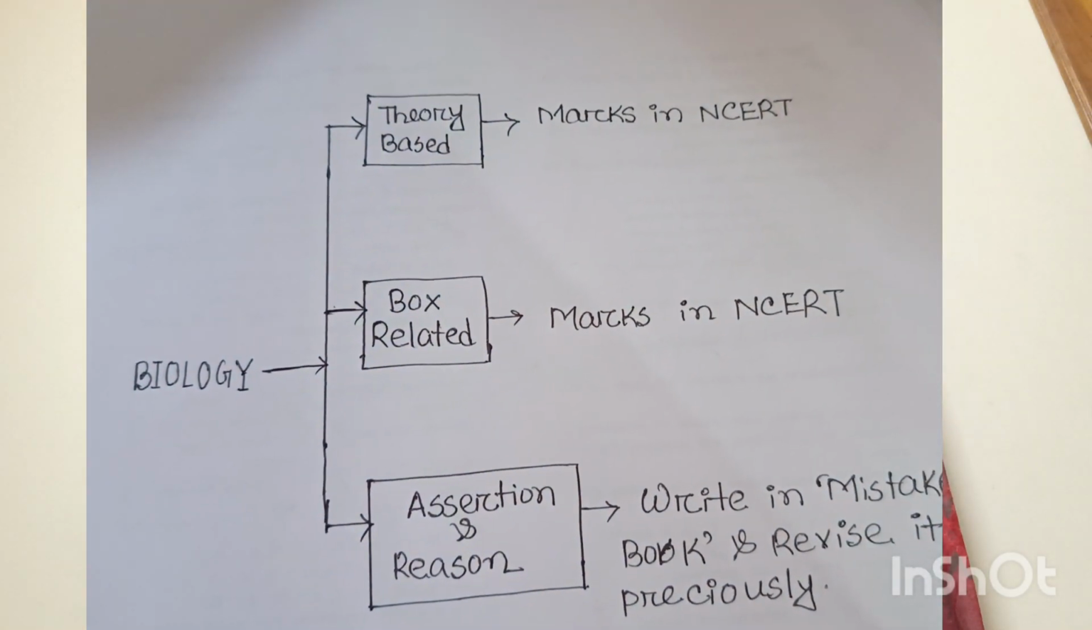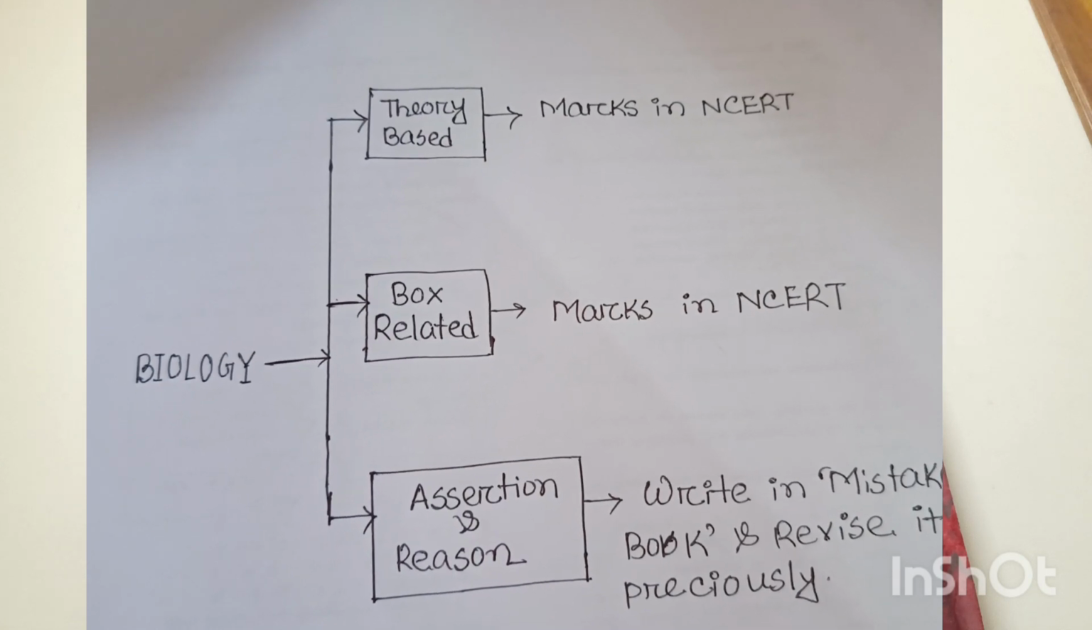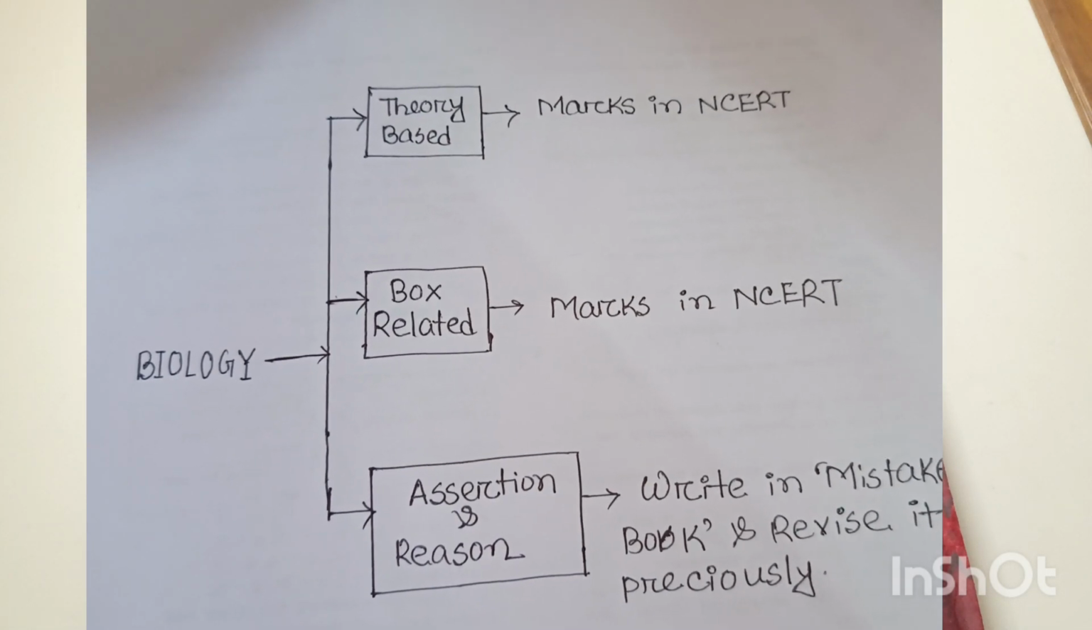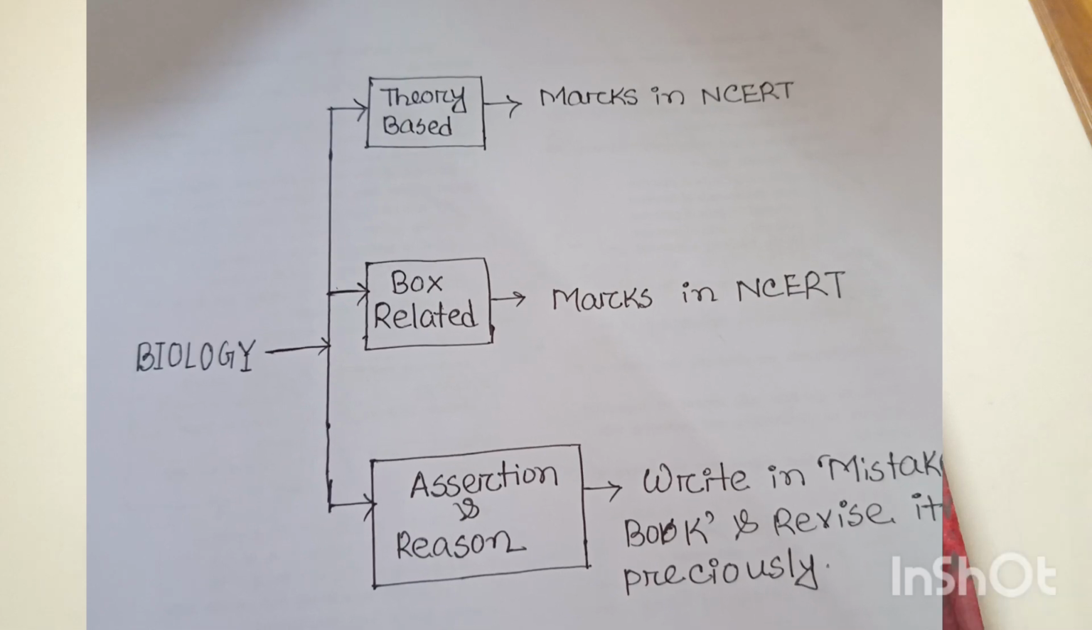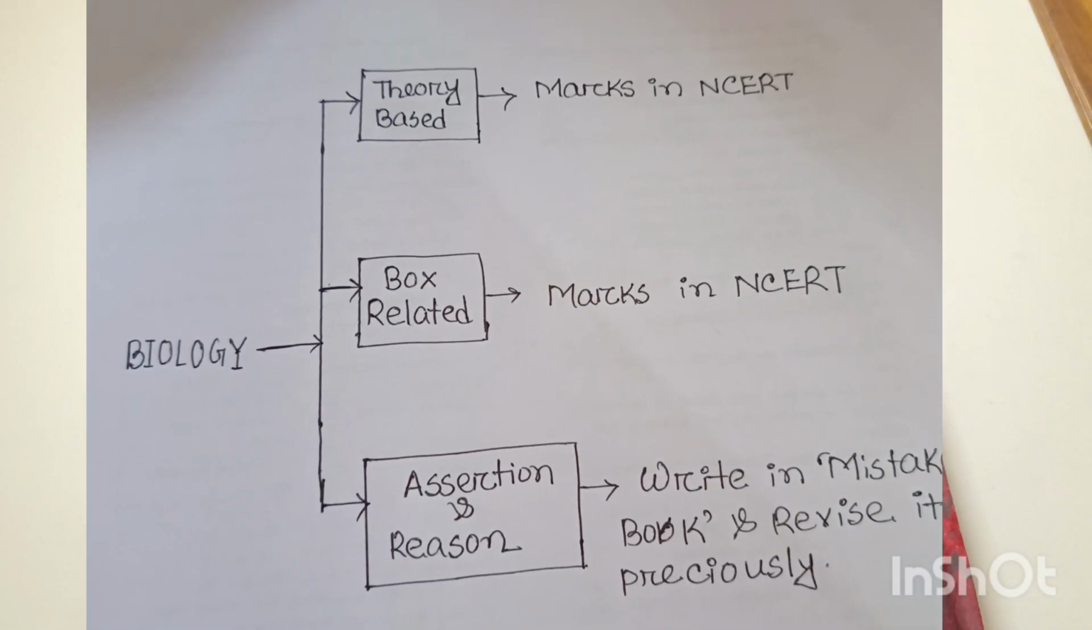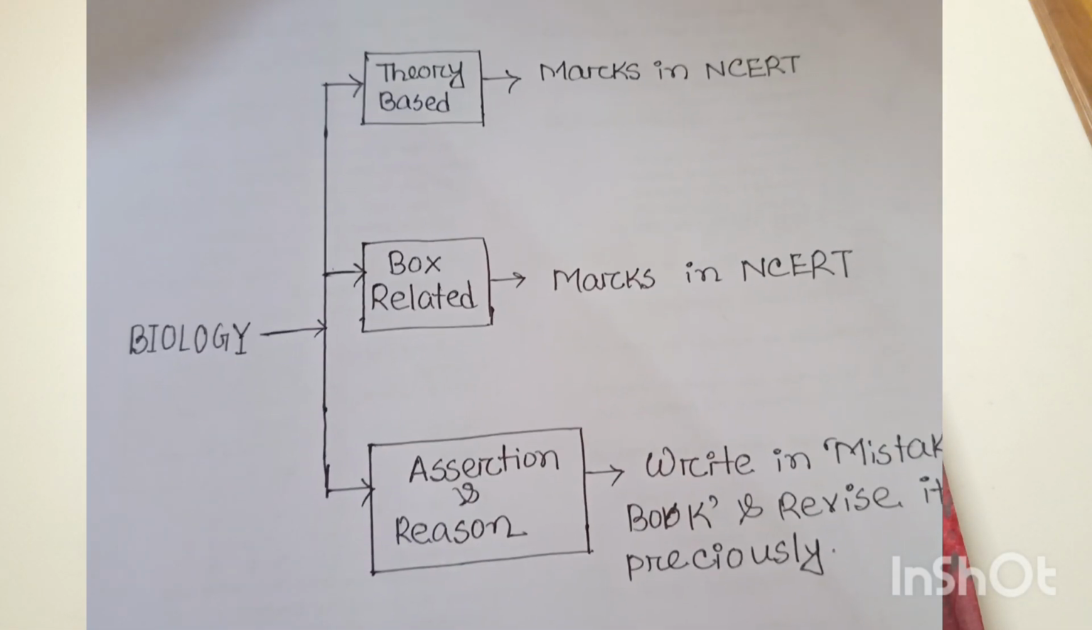For the biology part, I have divided the questions into three types. The first type is simple theory-based questions, which come directly from NCERT. If you have done any of these questions wrong, immediately go through NCERT and see the portion. Don't keep it for later thinking, oh, I know that but I made a mistake. No, it's a silly mistake. So immediately open the NCERT and see the topic.